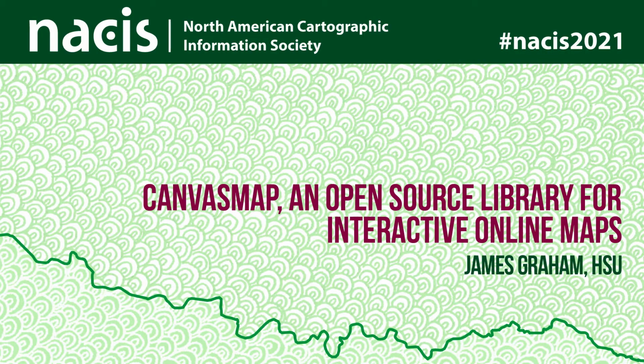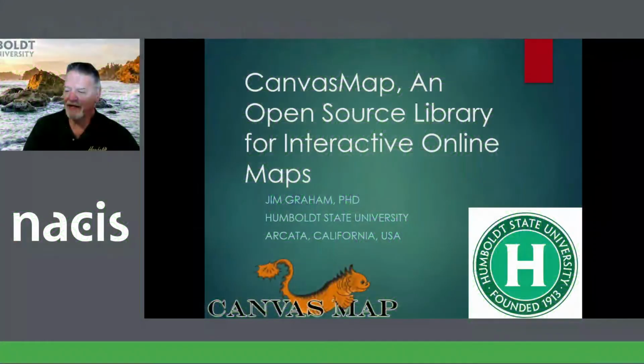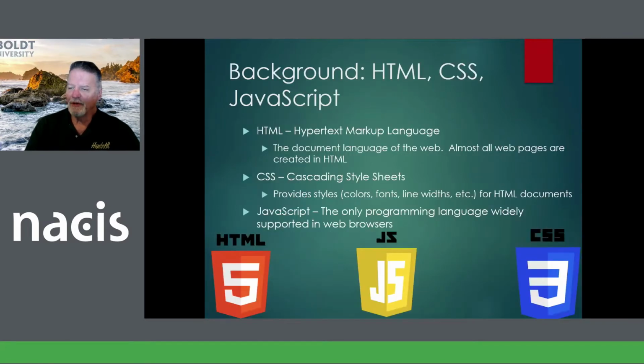I'm up in Humboldt State University in beautiful Arcata, California, and I'll be talking about CanvasMap, which is an open source library for creating online maps. I've been building it for about 10 years. Okay, a little bit of background. If you've done web development before, this will be old hat.